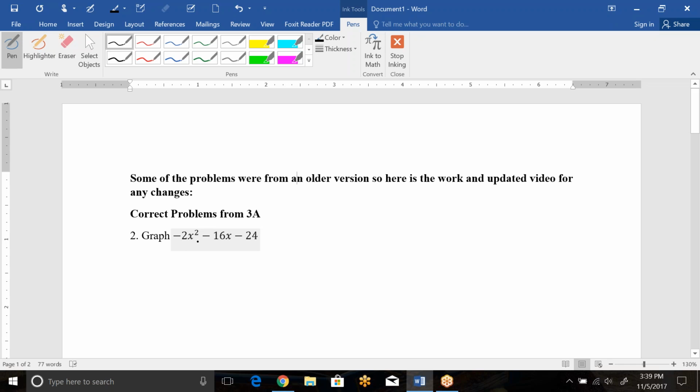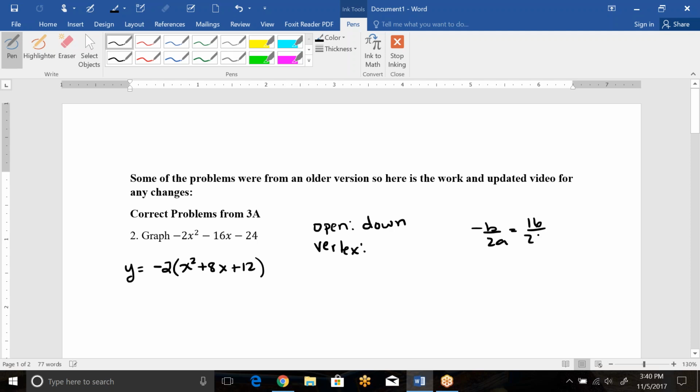It was negative 2x squared minus 16x minus 24. We'll pull out a negative 2 to see what this is going to look like if we were trying to factor it. So that's x squared plus 8x plus 12. This is going to open down because of the negative in front. Its vertex will be negative b over 2a, which would be 16 over 2 times negative 2, which is 16 over negative 4, or negative 4.